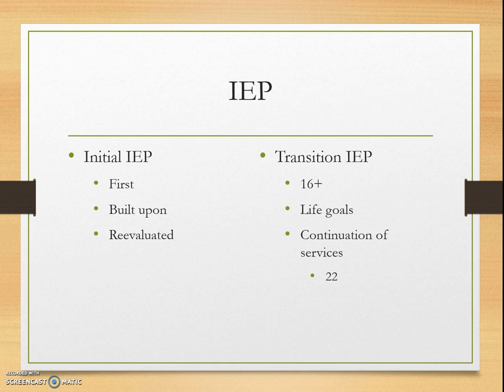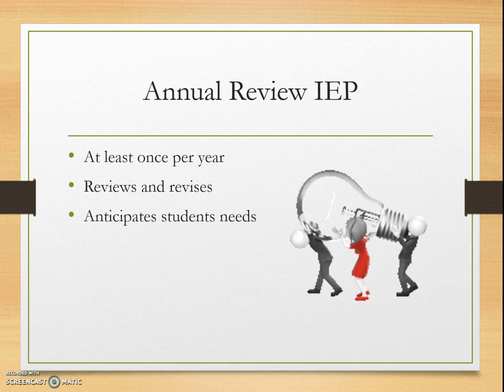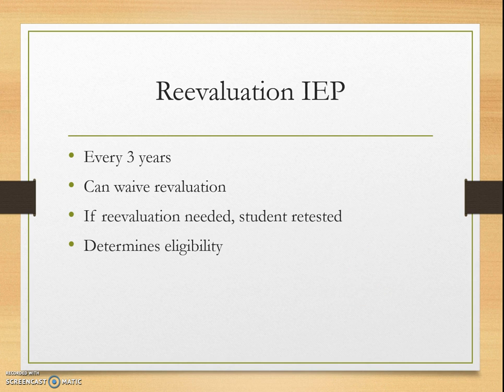Annual review IEP happens at least once per year and reviews and revises an IEP and anticipates students' needs. The reevaluation IEP happens every 3 years. Reevaluation usually is retesting a student to see if they are still eligible for education services. However, we can waive the reevaluation if the IEPT deems it necessary. If a reevaluation is needed, then the student is retested and the eligibility is determined again.